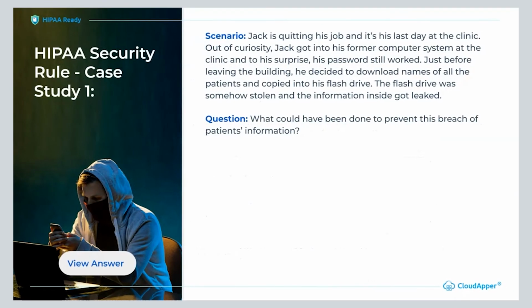Let's do a case study on the HIPAA security rule. Jack is quitting his job, and it's his last day at the clinic. Out of curiosity, Jack got into his former computer system at the clinic, and to his surprise, his password still worked. Just before leaving the building, he decided to download all the names of the patients and copied them into his flash drive. The flash drive was somehow stolen and the information inside got leaked. What could have been done to prevent this breach of patients' information?